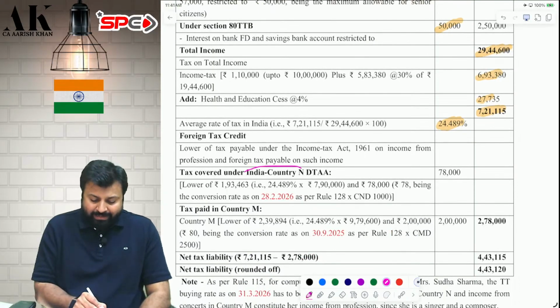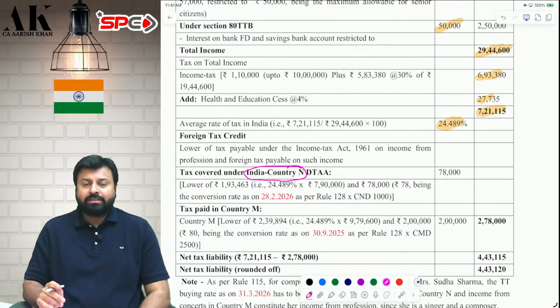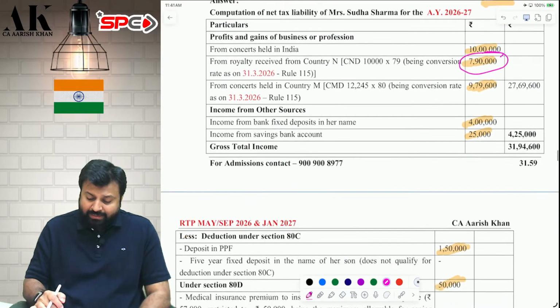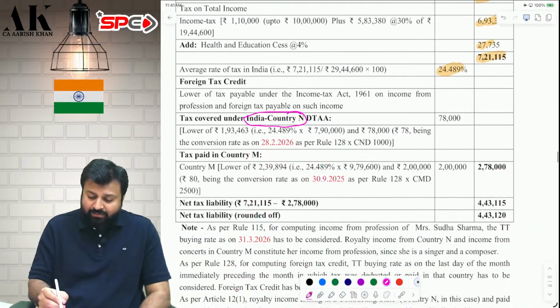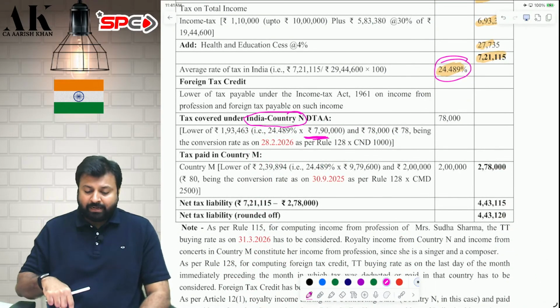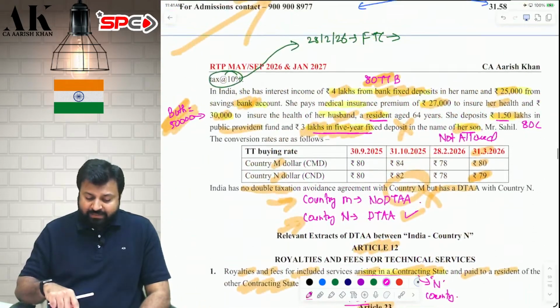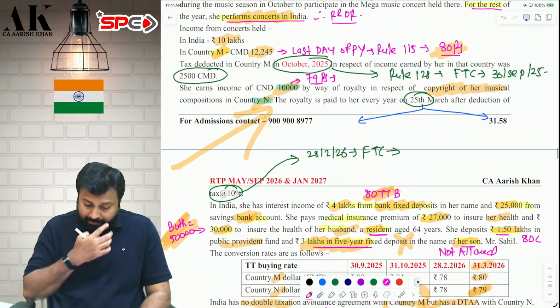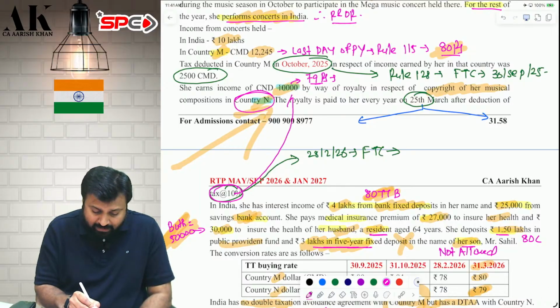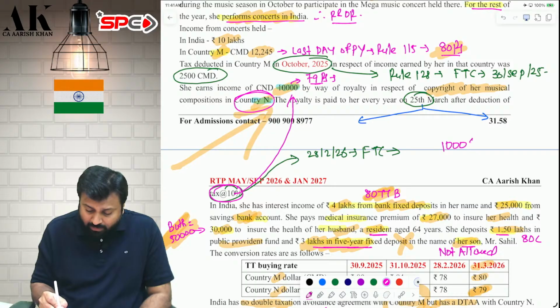Now in case of India and country N, what is the doubly taxed income? In case of India and country N, the doubly taxed income is 7,90,000. Therefore, 7,90,000 into India's average rate. This is one tax. Compare with the tax paid in country N. What is the tax paid in country N? Whichever is lower, that will be allowed as deduction. The tax paid in country N, you have paid tax at the rate of 10% of 10,000. 10% of 10,000 is $1,000.